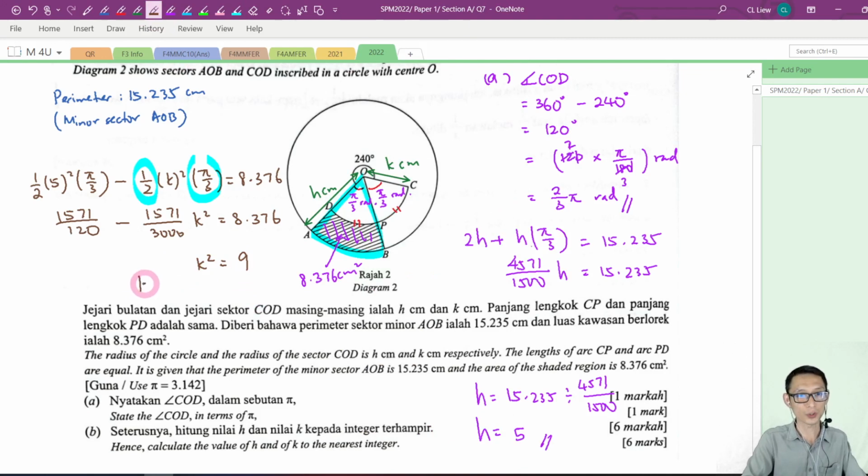Okay, so we know k is equal to the square root of 9. So you don't have to write plus minus because we know that k is definitely positive, right? So k is equal to 3. Okay, this is the answer for part B.